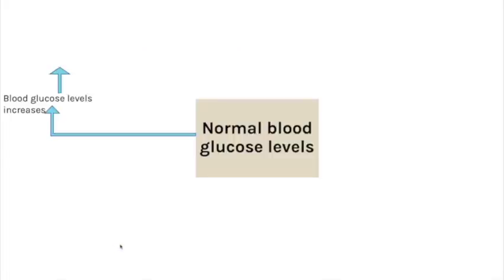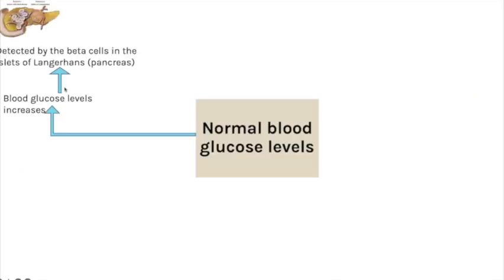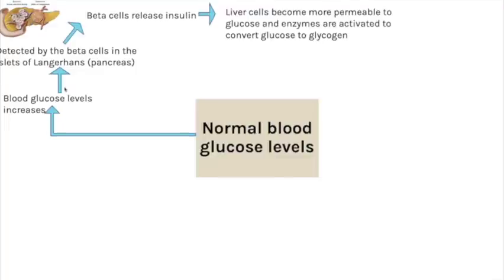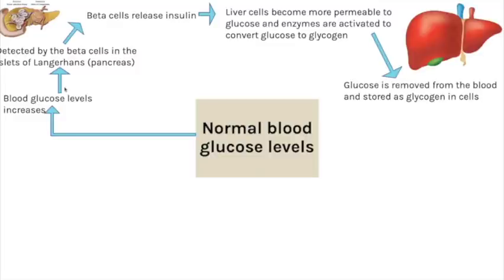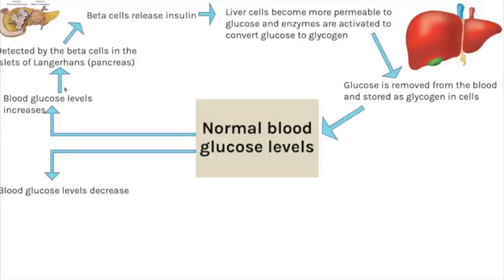Now just to look at this as an overview. After you've eaten, your blood glucose levels will increase. This will be detected by the beta cells in the islets of Langerhans in the pancreas. The beta cells will release insulin. That will cause the liver cells to become more permeable to glucose, and enzymes will be activated to convert the glucose that's been absorbed into the liver cells into glycogen. That glucose has now been removed from the blood and stored as insoluble glycogen, and therefore the blood glucose levels have been restored to normal.